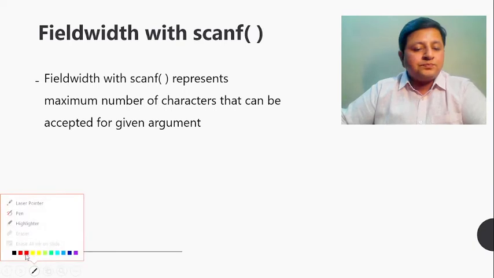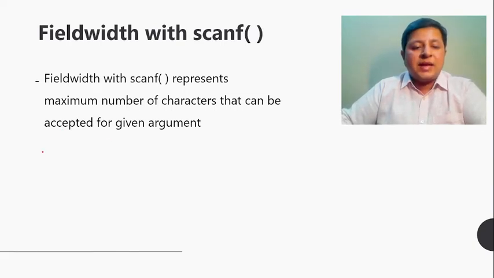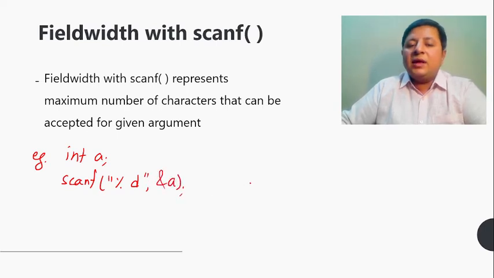As an example, suppose I want to accept a simple integer. Let's say I simply write scanf("%d", &a). Here I have not used any concept of fill width; I'm simply taking one simple scanf. If the user gives an input 234 and presses enter, 234 will be stored in a.